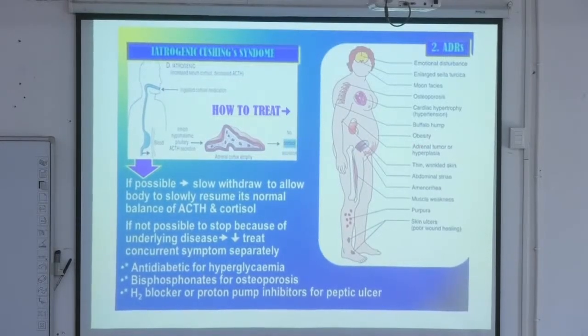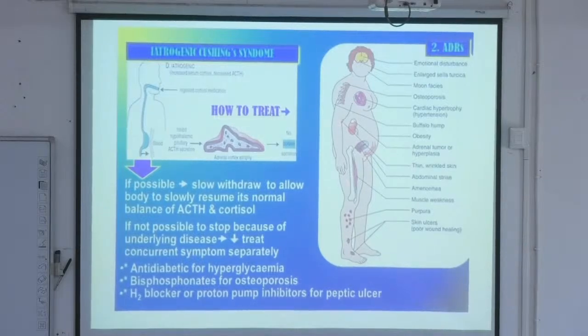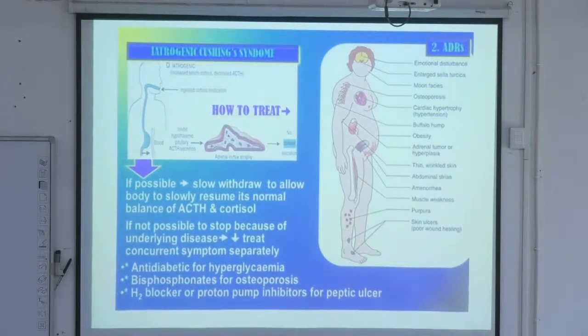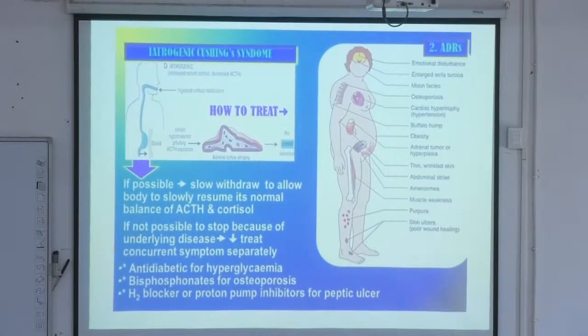So omit this point. Then come to thin wrinkled skin. Thin wrinkled skin occurs in Cushing syndrome because of steroids. There are abdominal striae, muscle weakness, purpura and skin ulcers. Alright. So all this damage happens.